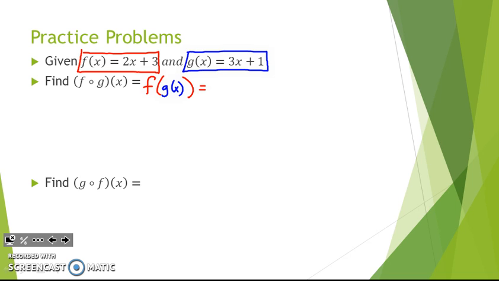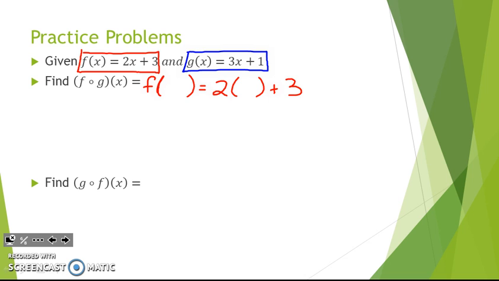Well, my f of x equals 2 times x plus 3. So here we'll take out that g of x for a second. I know that my f of x function is going to be f of x equals 2x plus 3. It's the same thing as what's up there. Do you guys see that? It's the same thing that's up there.